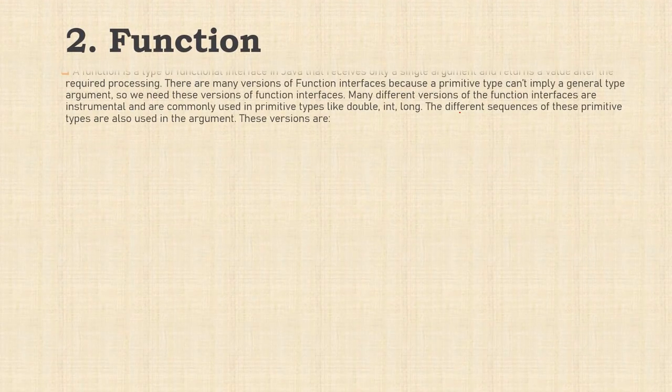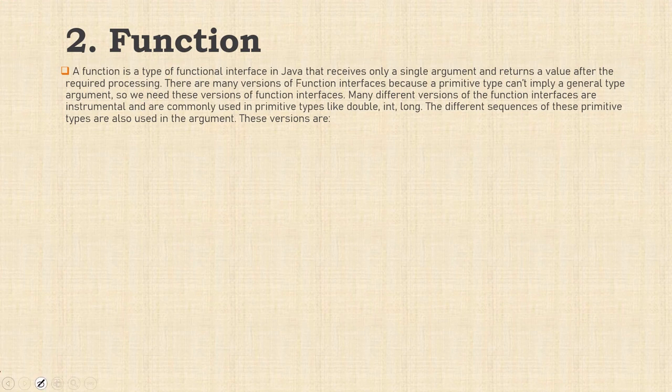So let's start it again. Function. A Function is a type of functional interface in Java that receives only a single argument and returns a value after the required processing. So it receives only one single argument, so it takes only one argument and returns a value.